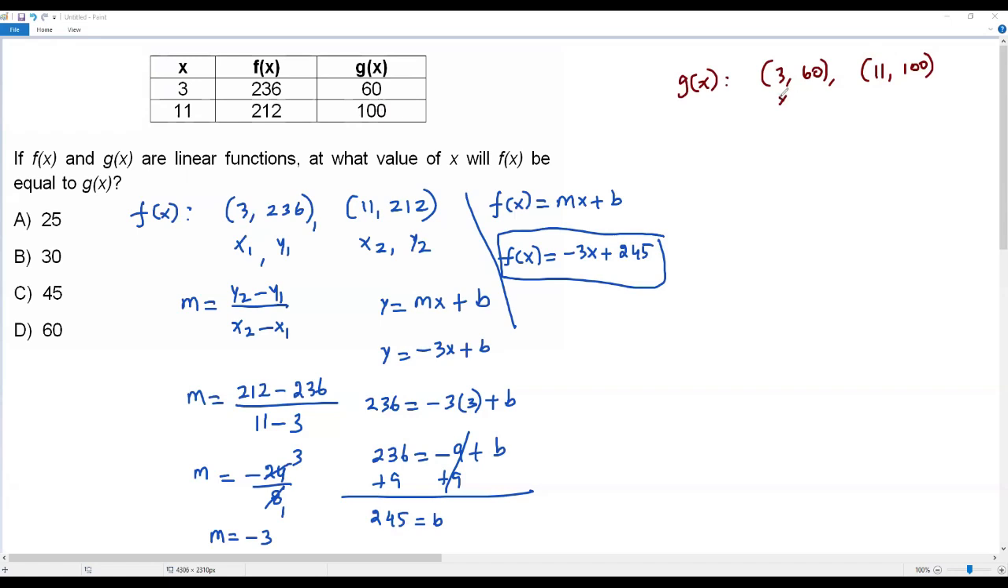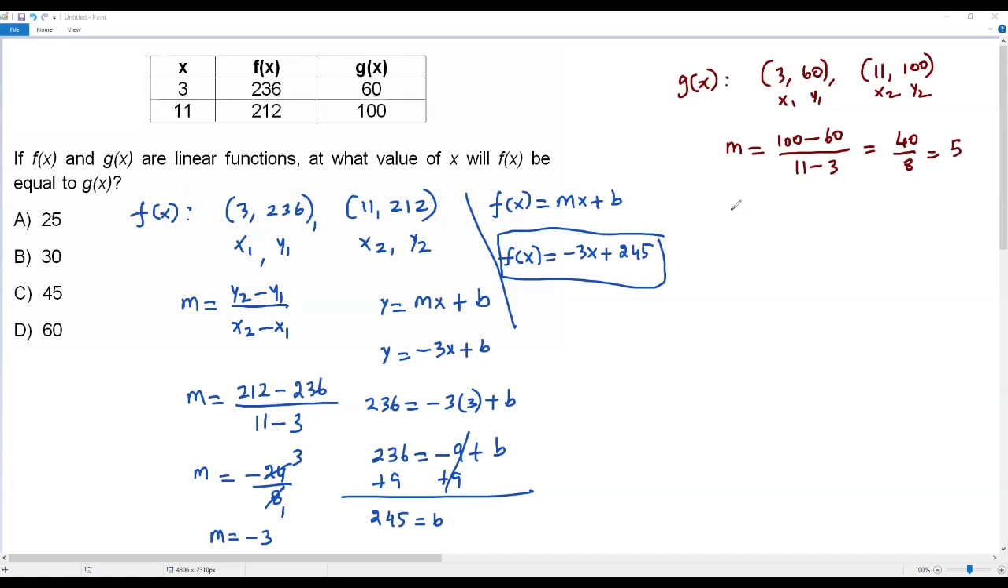So we can say this is (x1, y1), and this is (x2, y2). Then slope equals y2 minus y1, which is 100 minus 60, over x2 minus x1, that is 11 minus 3. So we get 40 over 8, which is equal to 5. So now I got the slope of the line g of x, that is 5.